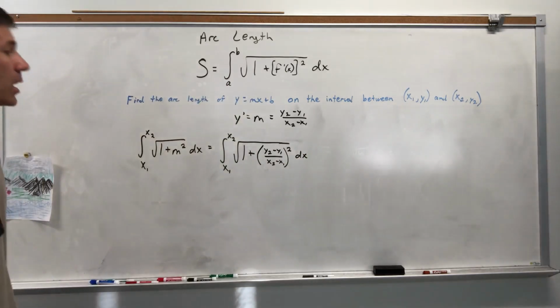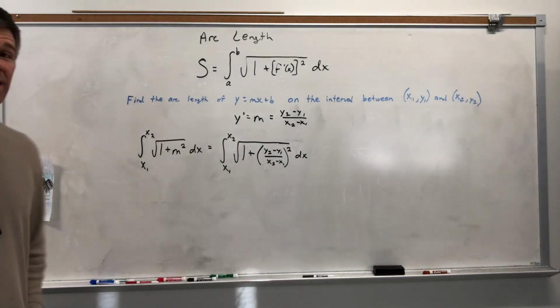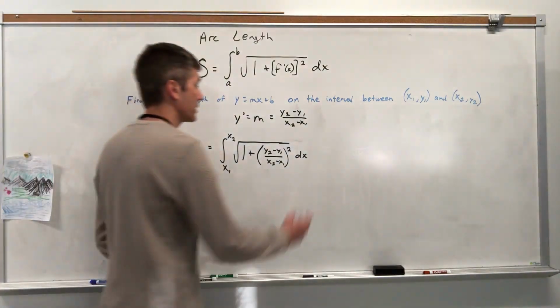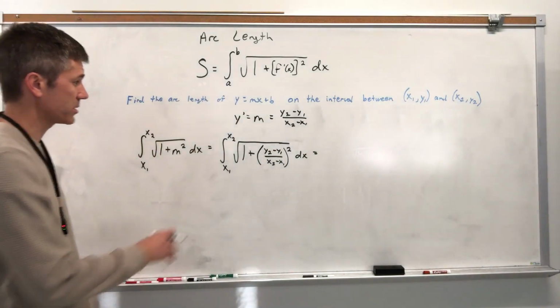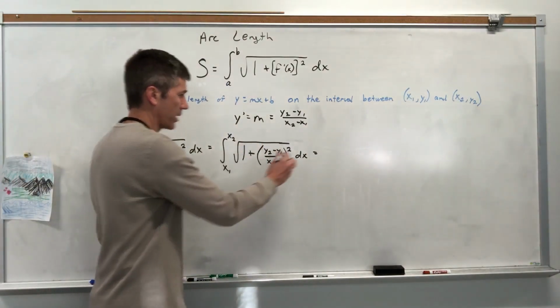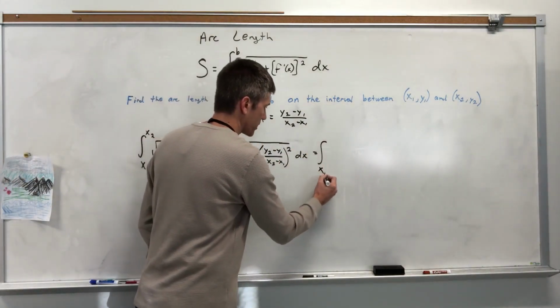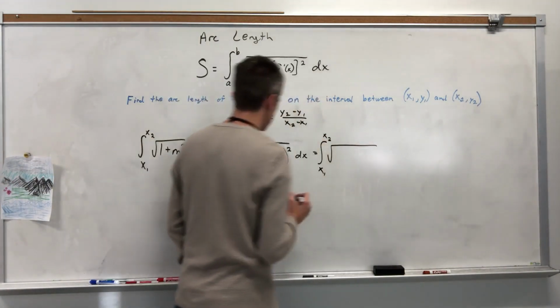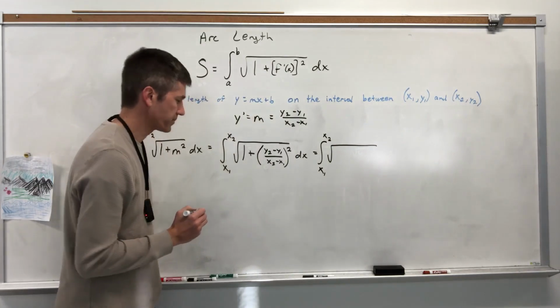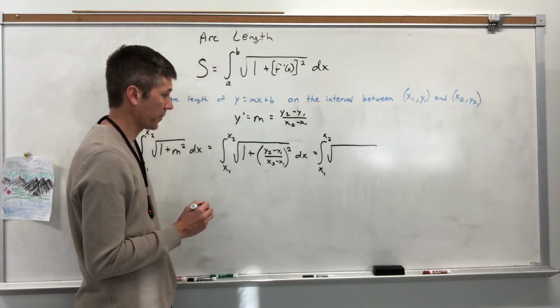Okay, well, how are we going to do this? I need a common denominator. That's what I really need. I need to simplify some stuff in here if I'm ever going to really take an antiderivative. So let's just continue simplifying the stuff under the radical. So we still have the integral from x1 to x2, square root of, okay, common denominator time.